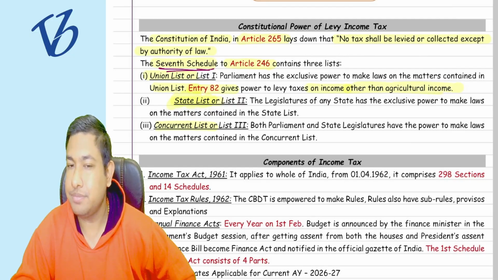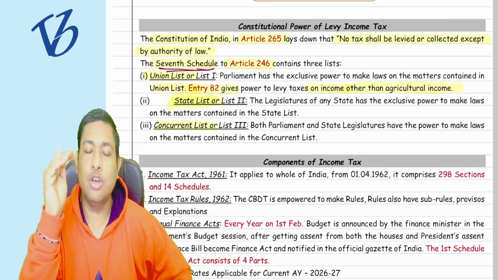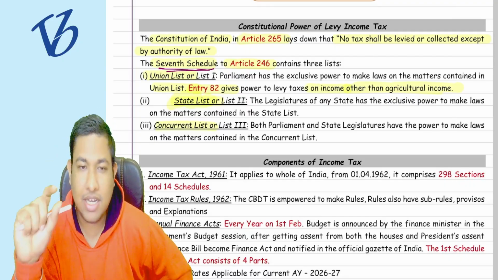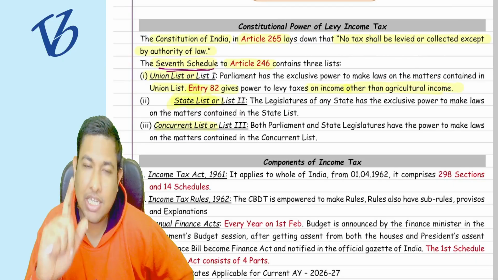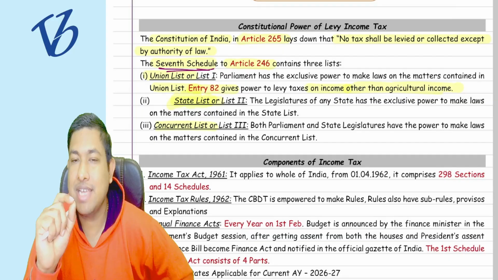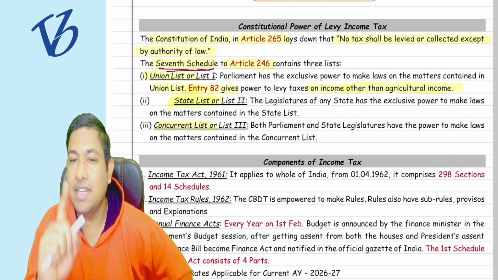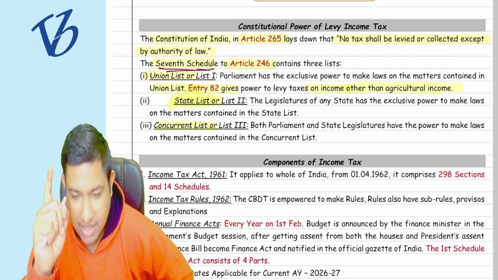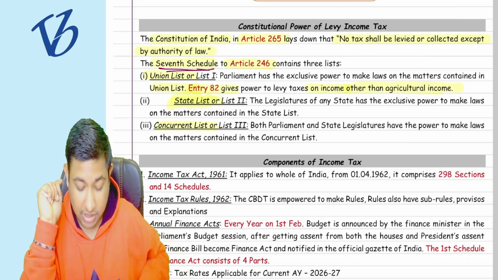Understood or not? Because the tax on agriculture income is written in the state list. That is why the government of India, the central government, or the income tax act can never collect the taxes on agriculture income. Understood it clearly or not?